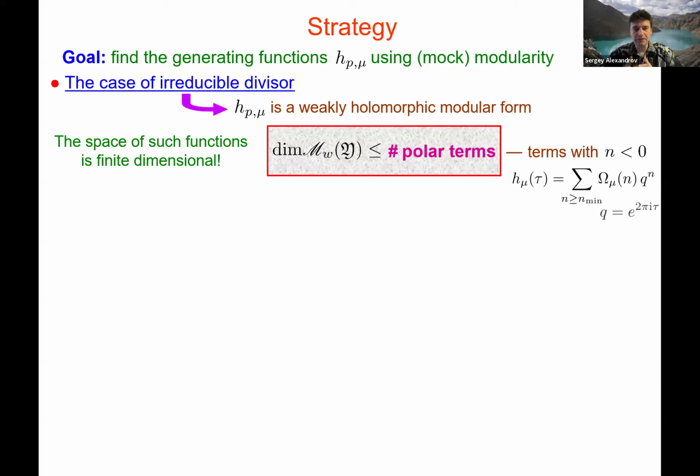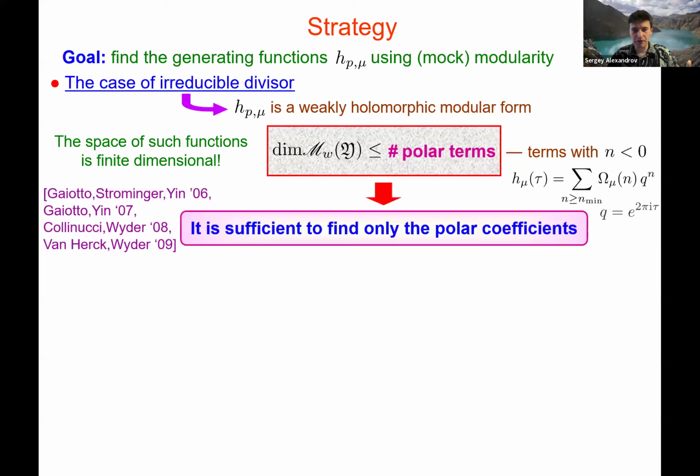And here again, we should distinguish two cases. In the case of an irreducible divisor, our generating function, remind you, is a weakly holomorphic modular form. In this case the procedure is kind of simple, because the space of such functions is finite dimensional, and the dimension of the space is known to be bounded from above by the number of polar terms. The polar terms are just the terms in the Fourier expansion of the generating function with negative power of the modular parameter q. So if we know the coefficients of these polar terms, we can fix the generating function uniquely.